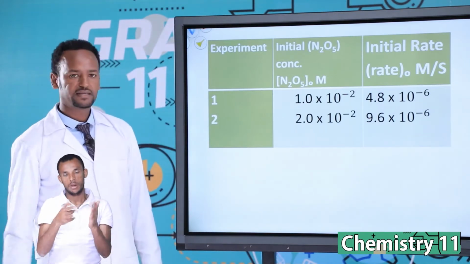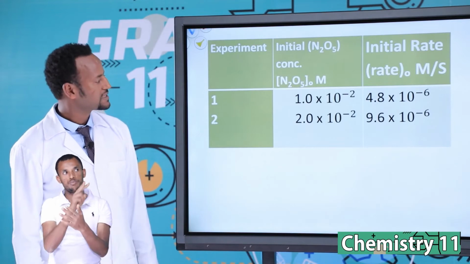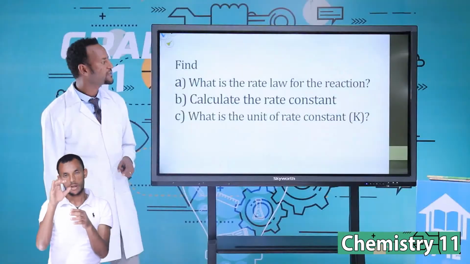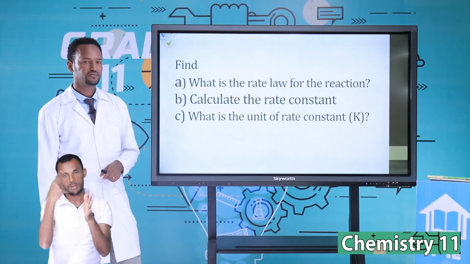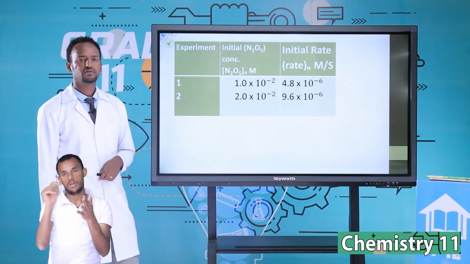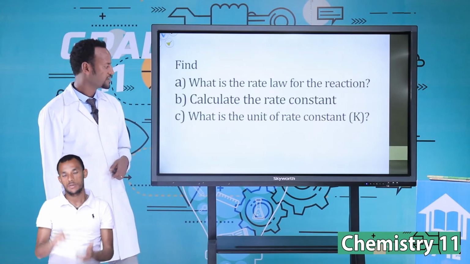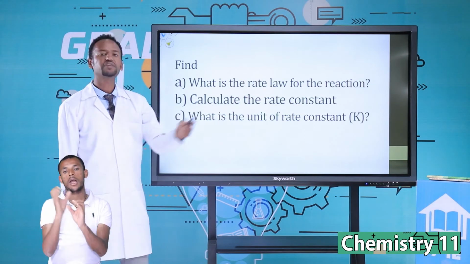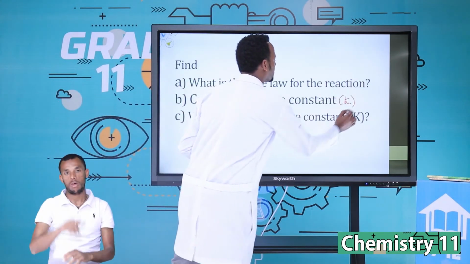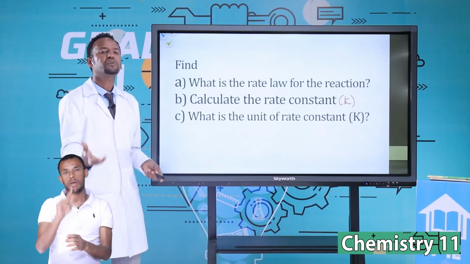By using this table, find the rate law for the reaction. The first question: what is the rate law for the reaction? The second one, calculate the rate constant. Rate constant means, by the way, K. Calculate K. What is the value of K?